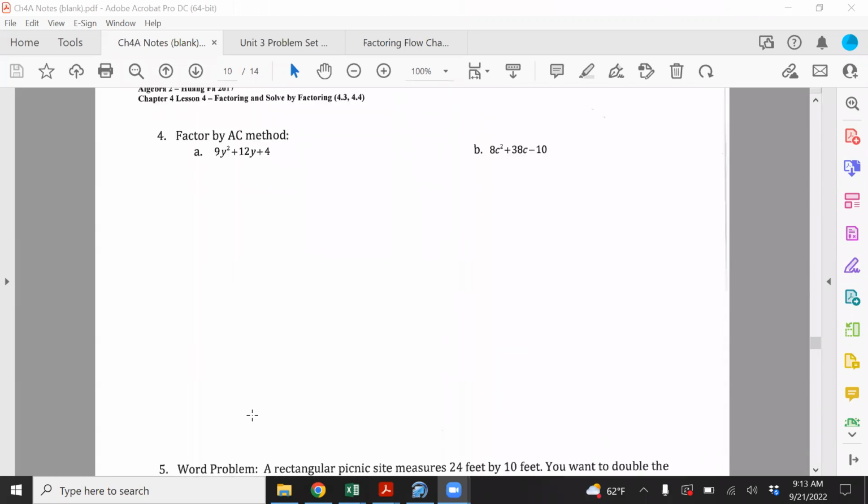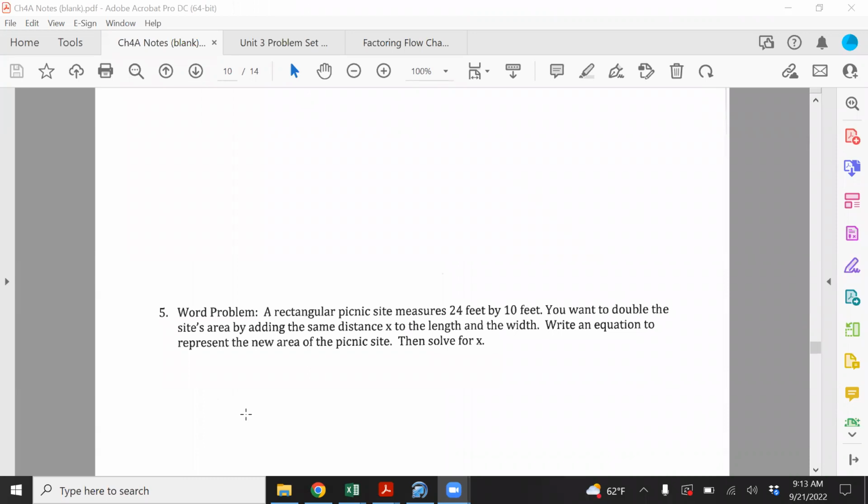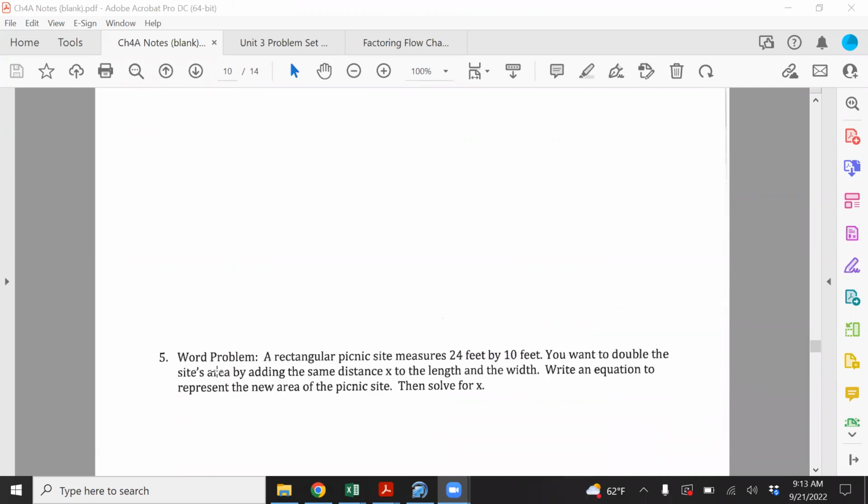The word problem says you want to double the set area by adding the same distance. Actually, like the width, what does that mean? I think it's a bad word problem, so we'll do word problems another day. Don't you just double it? You go 24 by 10 and then do that times 2, and then you just get the double.